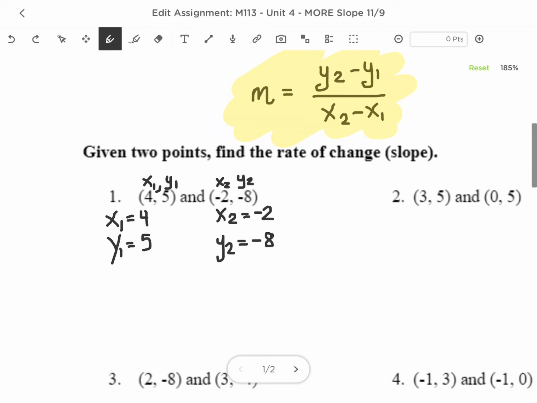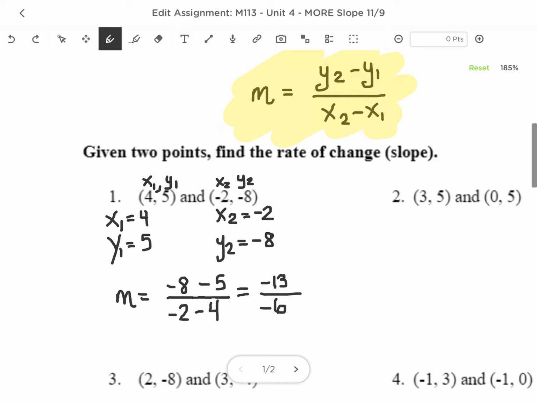So now let's find the slope. We have m equals y2, which is -8, minus y1, which is 5, divided by x2, which is -2, minus 4. Now we have to add the top together first. So -8 minus 5 is -13, divided by -2 minus 4, which is -6.